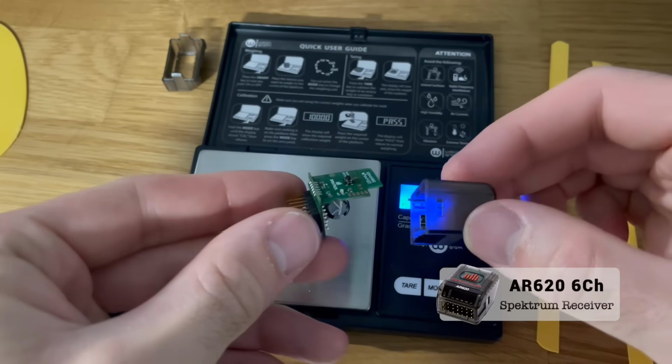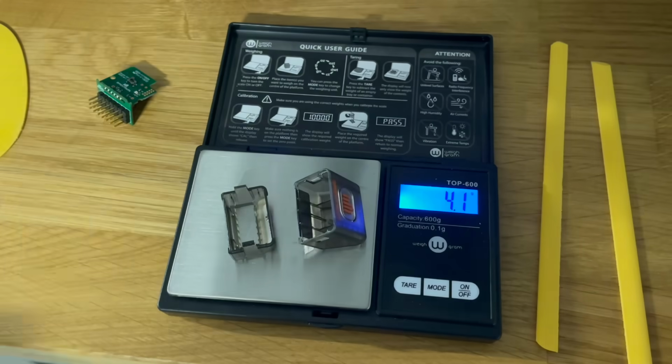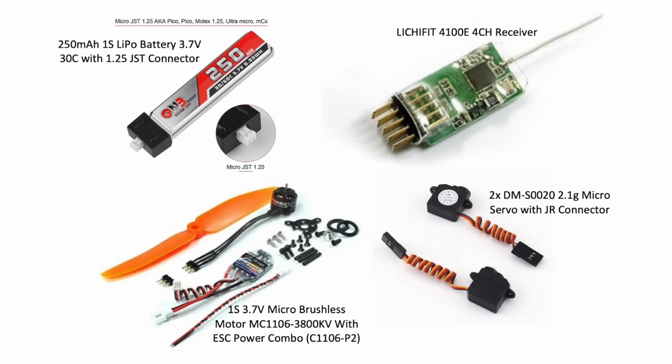With the Spektrum receiver, make sure you take the case off. Just the receiver itself weighs 4.2 and the case weighs 4.1. This is the easiest plug and play setup that you'll find.